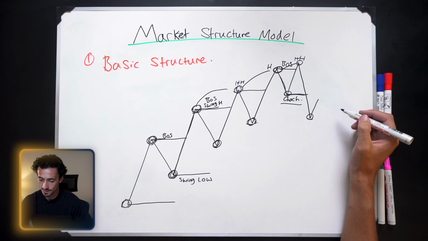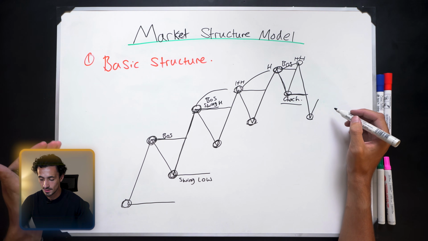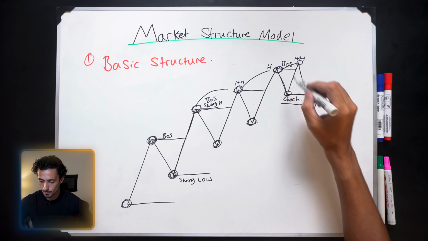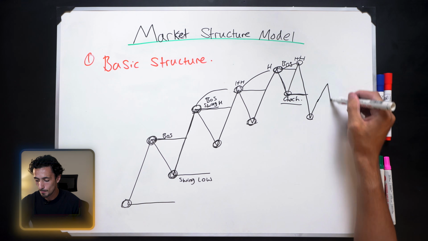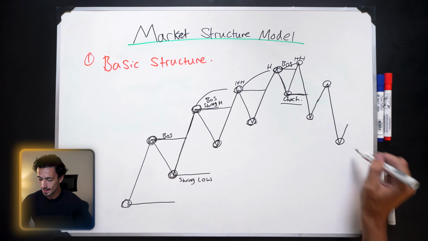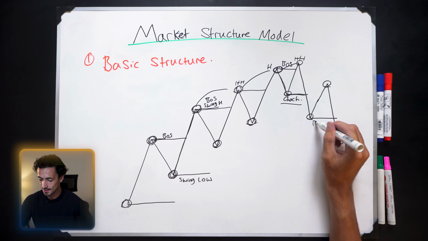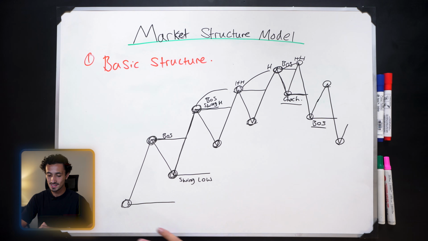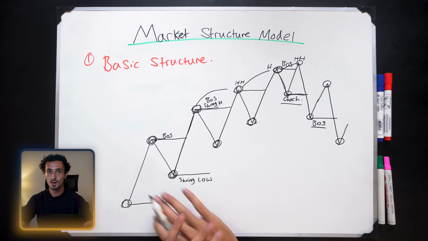Once you get a change of character, now the expectation has shifted. Now you're no longer looking for bullish moves, now you're looking for bearish moves. And then you have a lower high followed by a lower low, and that gives you, again, another break of structure. Now, this is how market structure develops itself, basic.